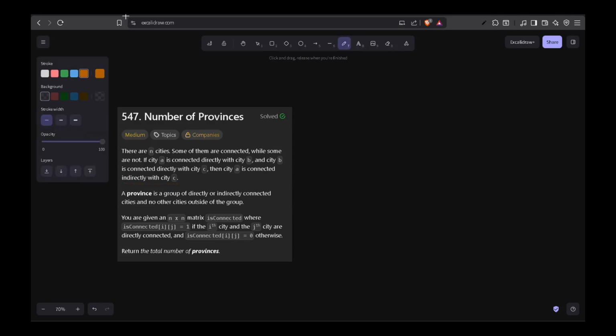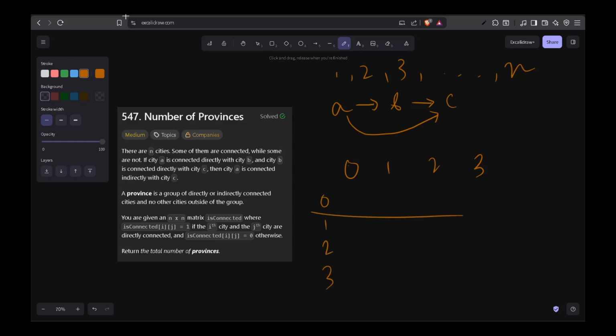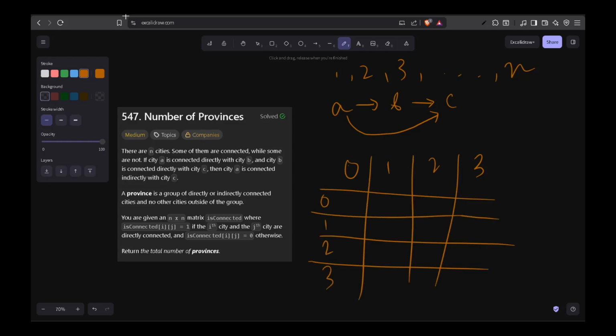What this means is we'll have numbers like 1, 2, 3, dot dot till n, right? Now it's saying if there is a city A which is connected to city B and that is connected to city C, A is also connected to city C. How is this represented? It is represented in the form of a matrix, right? So let's have 0, 1, 2, 3 and 0, 1, 2 and 3, right? Now let us assume that this is city 1, 2 and 3.